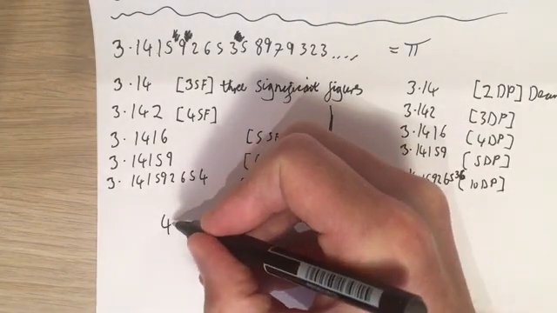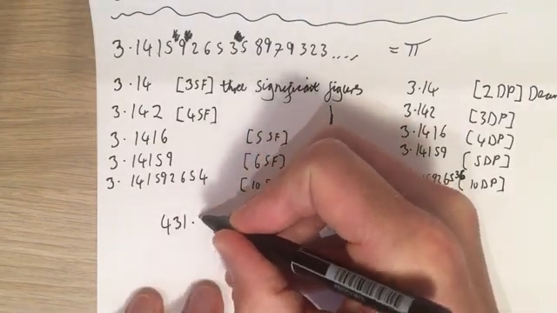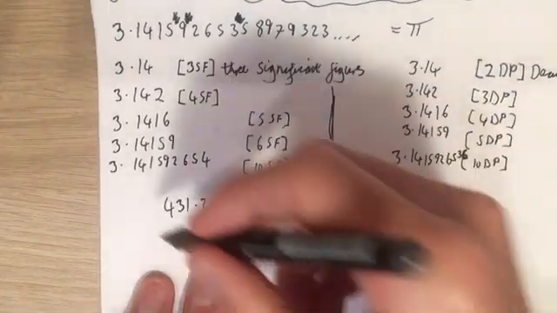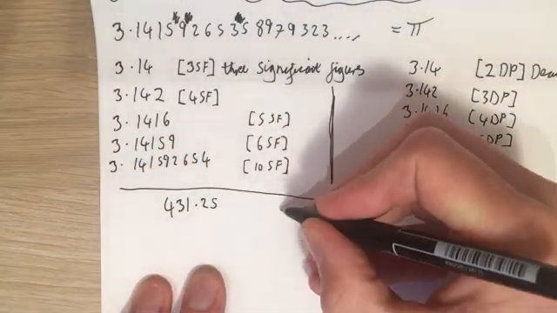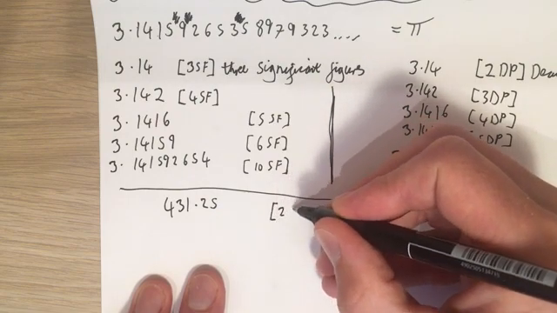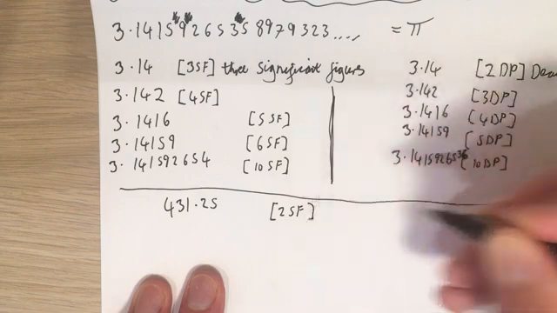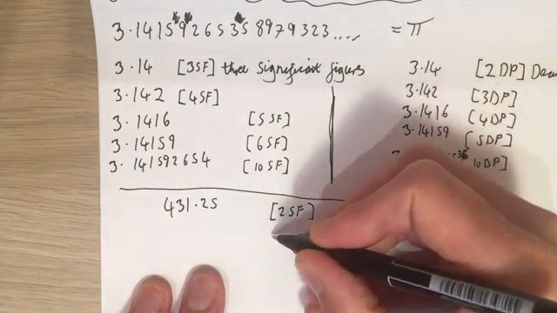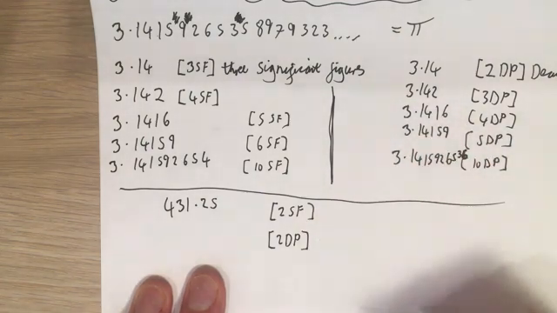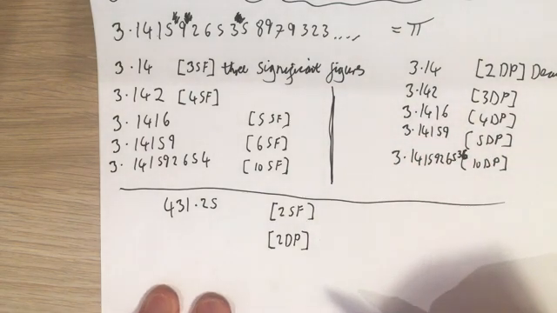For example, if I have a 431.25, 431 and a quarter. Let's suppose I want to do that to 2 significant figures. And let's suppose I want to do it instead to 2 decimal places. So let's have a look at what happens there. Pause and have a go.